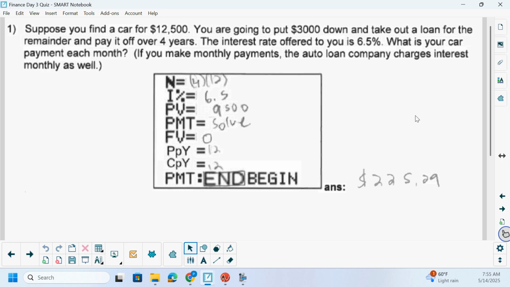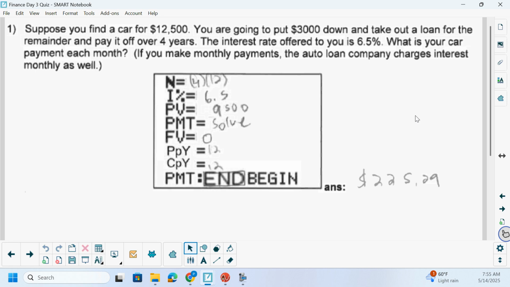For number one on the homework, even though the car is $12,500, since you're putting $3,000 down, we only need a $9,500 loan. That money, when we get a loan, is going into our wallet, so that PV goes in as a positive $9,500. You got your percent of 6.5%. We're going monthly, so the PPY and CPY are 12 and 4 years, so our number of compounds, we have 4 times 12. We want to solve for the payment.